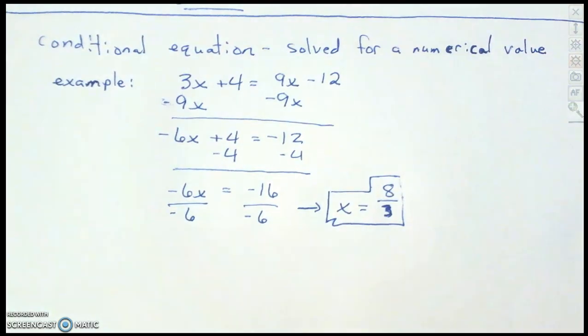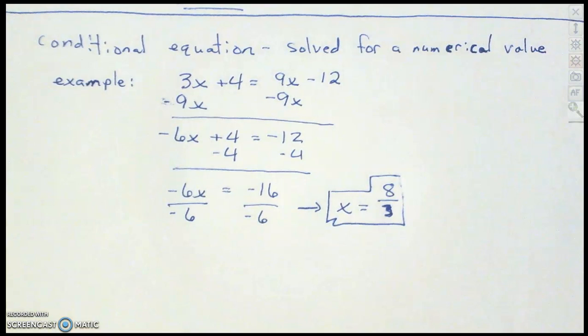And this is called conditional. Now, why is it called conditional? It's called conditional because we were able to solve it for a numerical value. Do you care if we use improper fractions, proper fractions? Normally, unless it specifically states otherwise, we're going to use improper fractions like this.